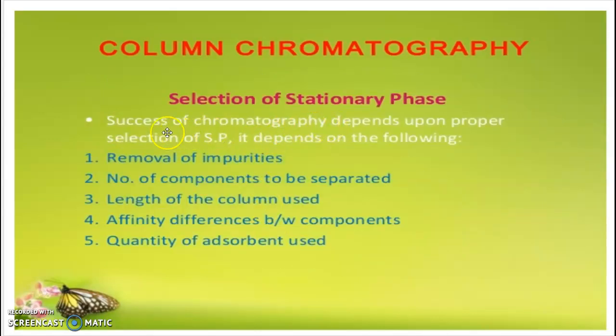Selection of stationary phase. It is also the same as adsorbent. Success of chromatography depends upon proper selection of stationary phase. It depends on the following: removal of some of the impurities, number of components to be separated, length of the column used, affinity difference between components, and quality of adsorbent used. Okay, these are the factors for selection of stationary phase.